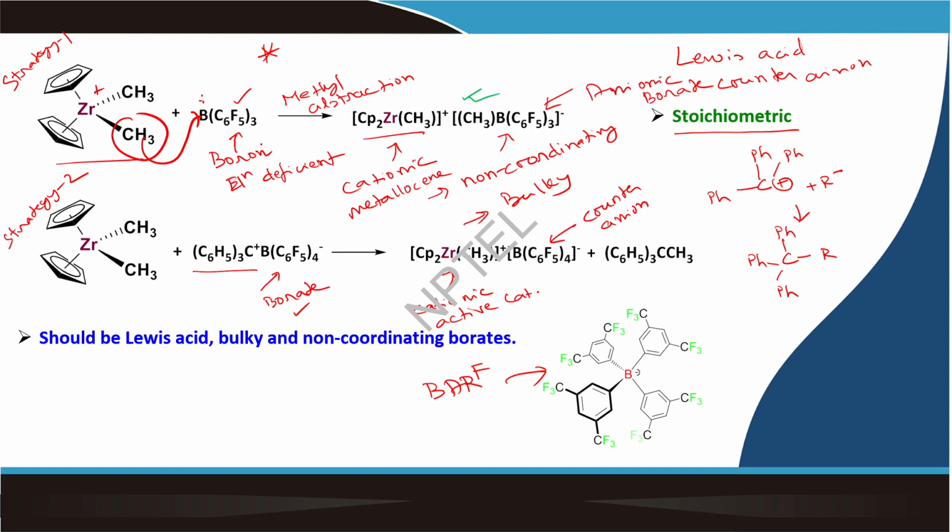Now, this is one case, and in the second, this kind of species can also be used where it is already in this state, with a counter anion and cation. In the same way, the CH3 is transferred like this, and you activate it into its cationic form. So those are two strategies for how you can activate your zirconium-based catalyst: a Lewis acid or this kind of borate.